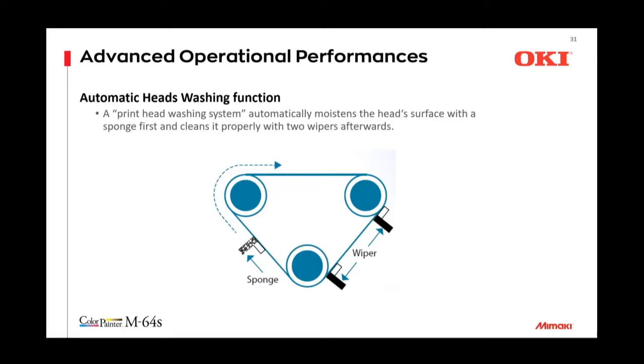So as the sponge goes across and moistens the surface, the first wiper will take the majority of the ink surface away from the print head. The back wiper will take the remaining amount away from the print head. So then you're ready to go and fire. Quite a nice functionality on this, very consistent, nice test draws each time. So this is the automatic head washing function.